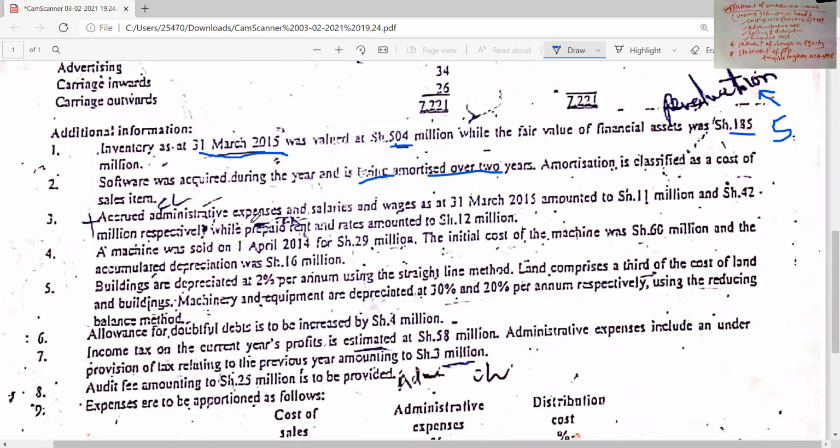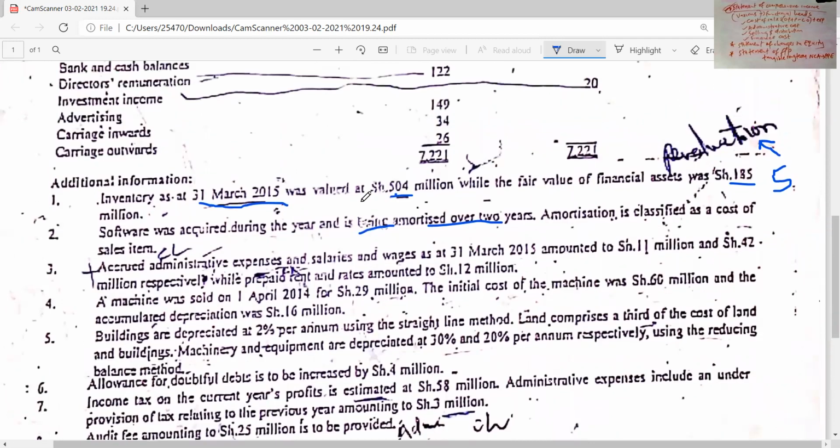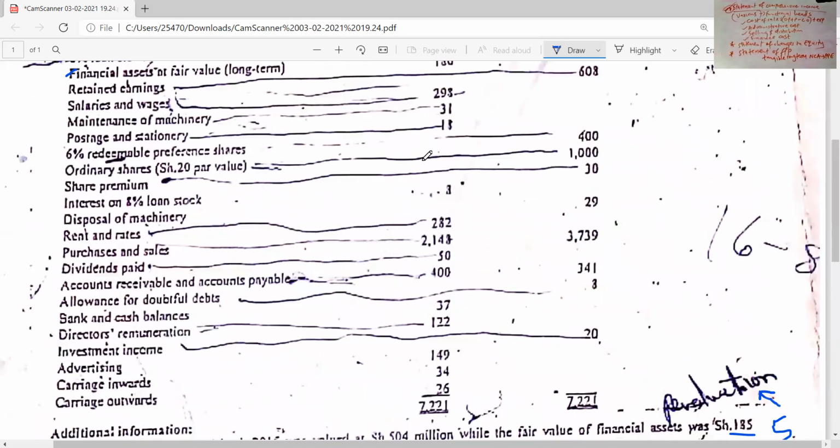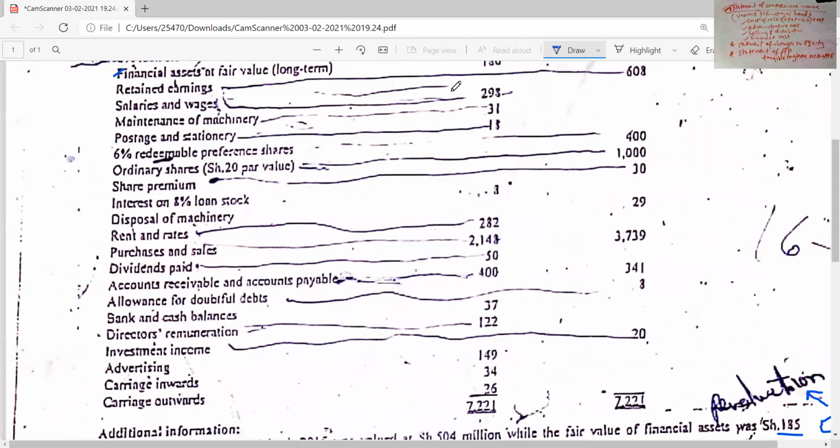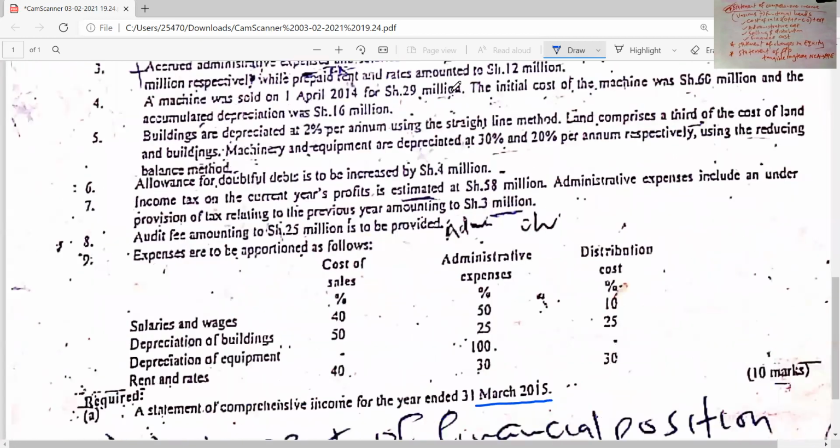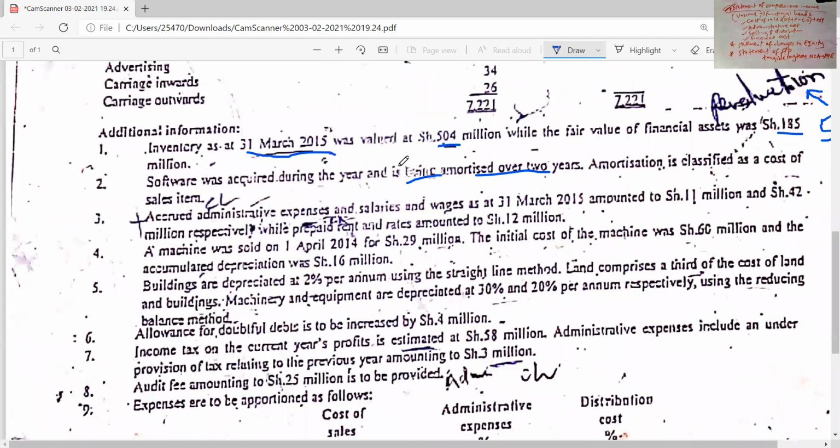Because this is an accrued administrative expense, it has not been paid by the end of the period. That expense has not been settled. So the 29 in my trial balance, I will increase by the 11. The same with salaries and wages. Under the trial balance, you can see it's 298. So the 298, I have to increase with this value which was accrued, this 42.